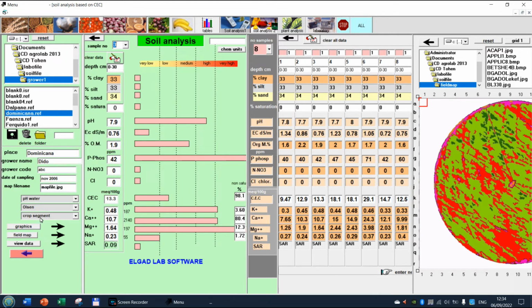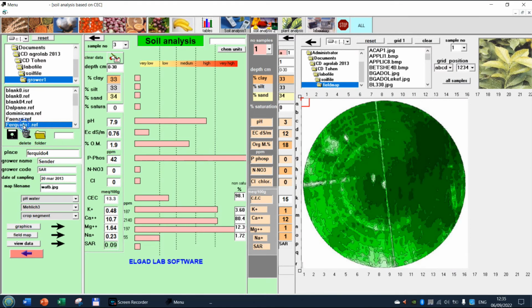Can change, for instance, the example of another field where we have only one single sample, and here the level of each one of the nutrients that we have analyzed.